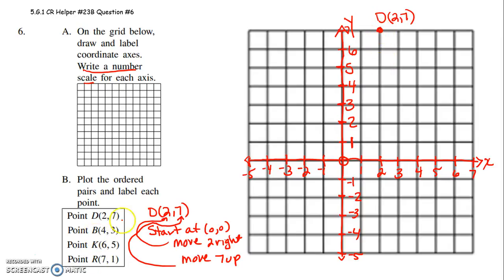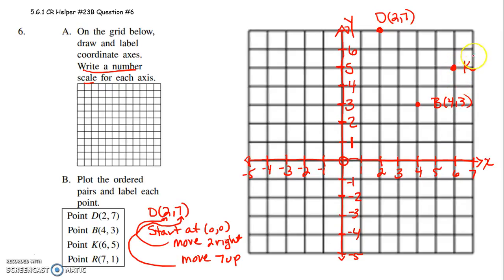B is 4, 3. So you'd start at 0, 0. You'd move 4 to the right and 1, 2, 3 up. That's B, 4, 3. These are all going to be in the first quadrant. K is 6, 5. Start at 0, 0. Go 6 right and 1, 2, 3, 4, 5 up.